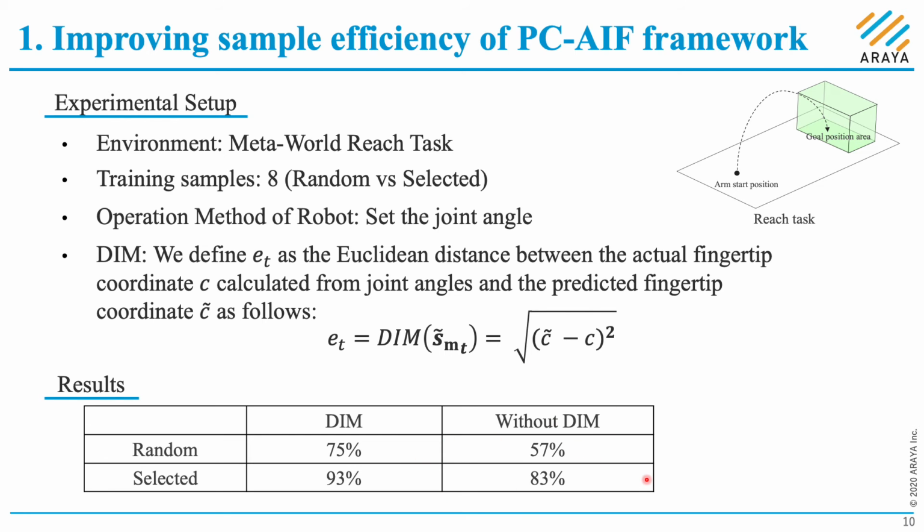The PCAIF model with DIM has a higher success rate than the one without DIM in both random and selected training samples. The PCAIF model trained on selected training samples has a higher success rate than the model trained on the random training samples regardless of DIM. These results show that both proposed methods are effective in improving the generalization performance.